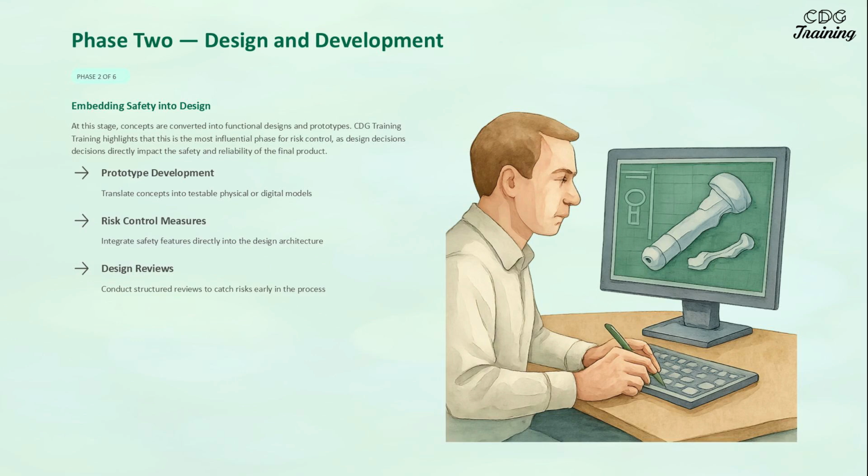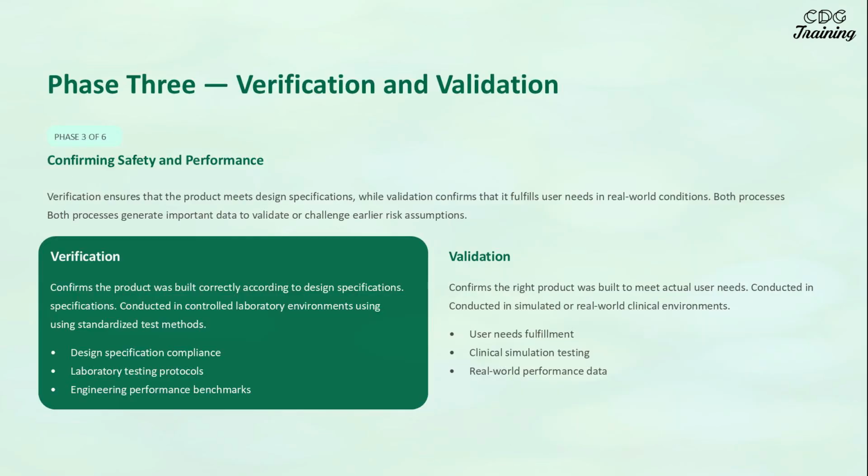During design and development, concepts are transformed into functional designs and prototypes. This phase is pivotal for embedding risk control and ensuring decisions impact safety and reliability. Verification and validation ensure the product meets design specifications and fulfills user needs in real-world conditions. These processes are vital for validating or challenging earlier risk assumptions.